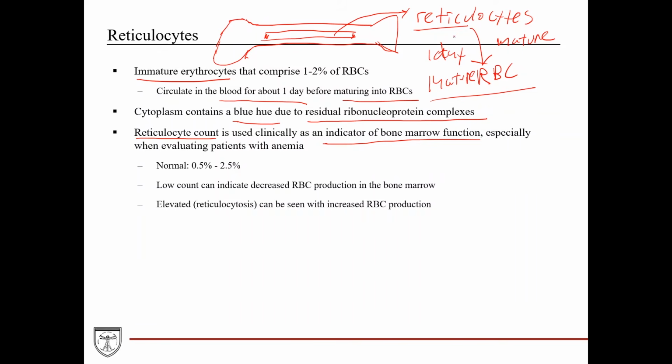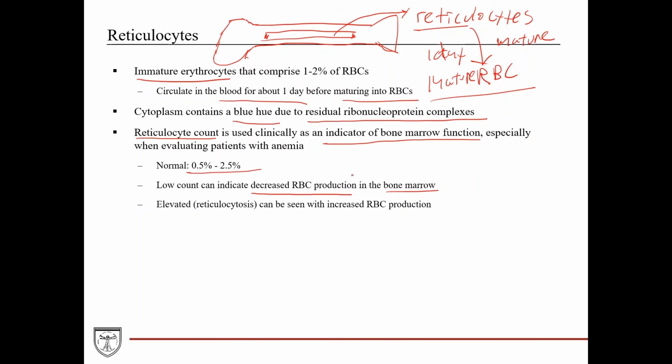So if you have a normal level of reticulocytes, that's going to indicate that you have a normal amount of production of red blood cells, or of erythropoiesis, going on within the bone marrow. And so this is really important when you're evaluating patients with anemia. So the normal reticulocyte count is going to be about 0.5% to 2.5%. If you have a lower count, this can indicate decreased red blood cell production within the bone marrow.